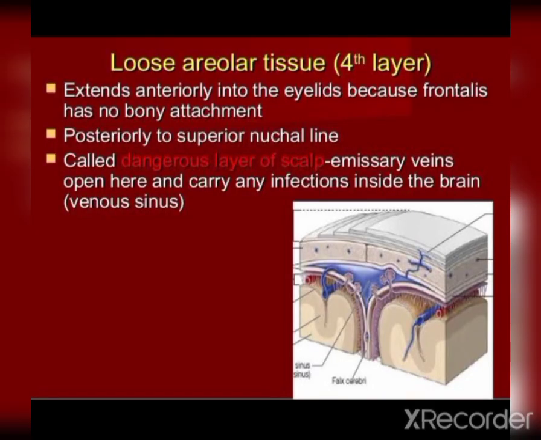Friends, now coming to the fourth layer, that's loose areolar tissue. Loose areolar tissue extends anteriorly into the eyelids because the frontalis muscle has no bony attachment, and posteriorly to the superior nuchal line. This layer of loose areolar tissue is known as the dangerous area of the scalp because the emissary veins which course here may transmit infection from the scalp to the cranial venous sinuses.